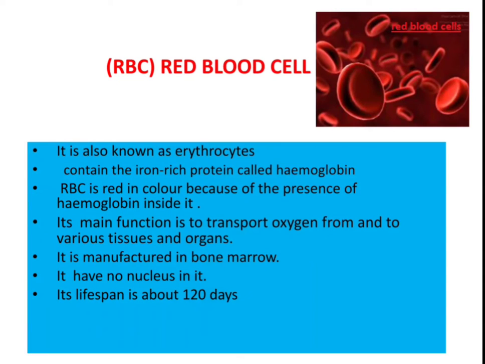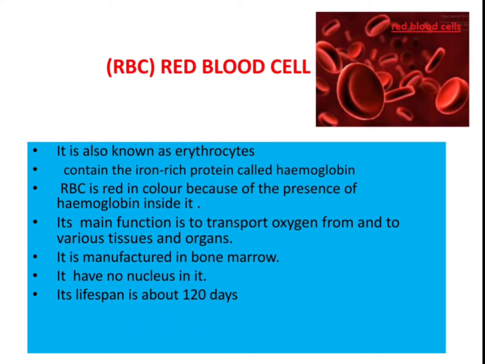So RBC, red blood cell. As mentioned in the name, it is red in color. It is red in color because of the hemoglobin present in it. It is also known as erythrocyte. It contains an iron-rich protein called hemoglobin. So because of the hemoglobin, RBC is red in color, as most of our blood is RBC.